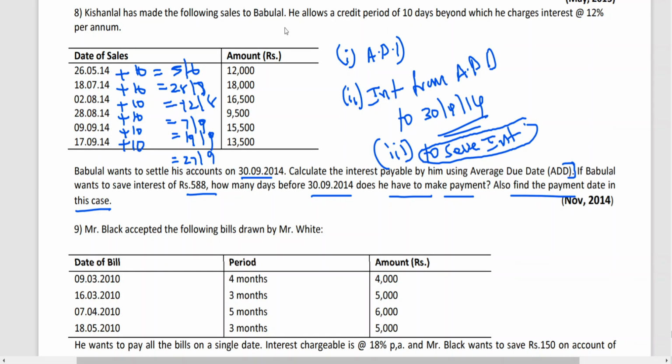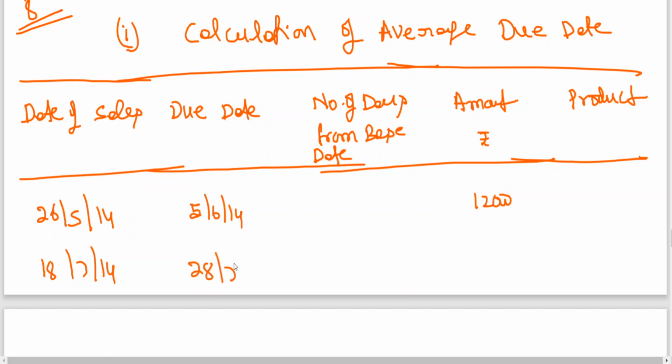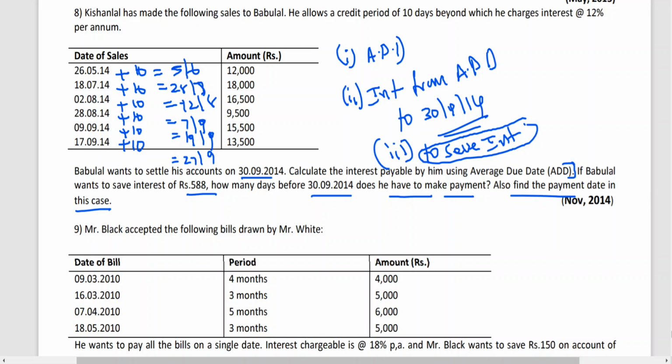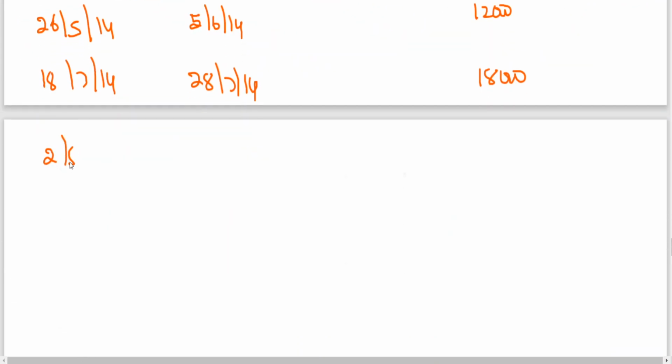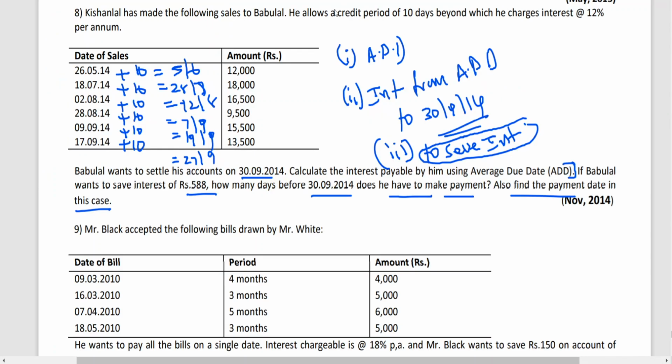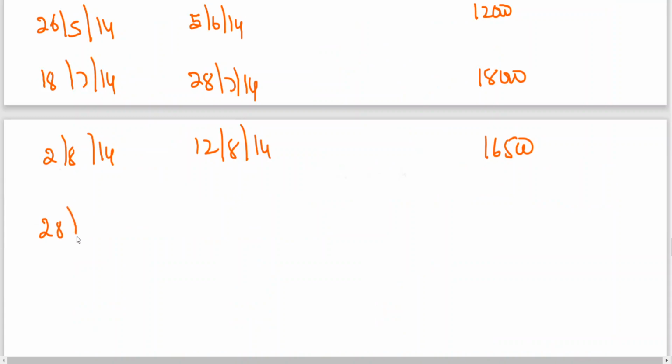10 days if you add. I told you 10 days. 28th July. Next, 2nd August 14. 10 days. 12th August 14, 16,500. Next, 20th August 14. 7th September 14.